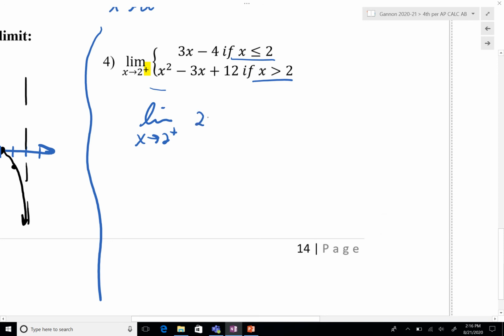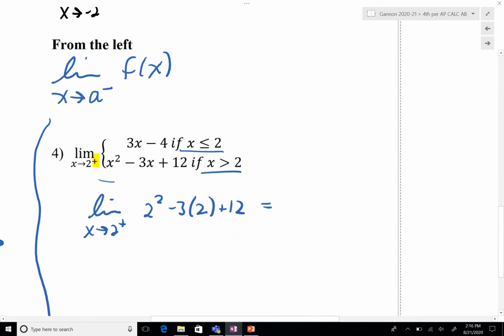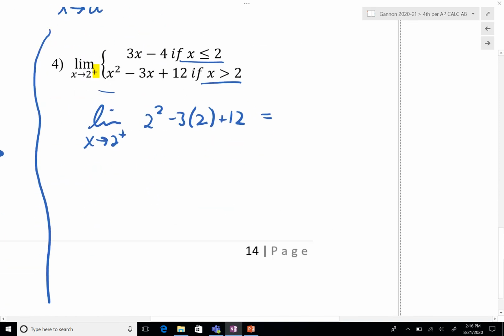So I'm going to go ahead and say 2 squared minus 3 times 2 plus 12. And all I'm doing is substitution at this point because the function's defined. So 2 squared is 4, negative 3 times 2 is negative 6, 4 minus 6 is negative 2, plus 12 is positive 10. So the limit as x approaches 2 from the right is positive 10.